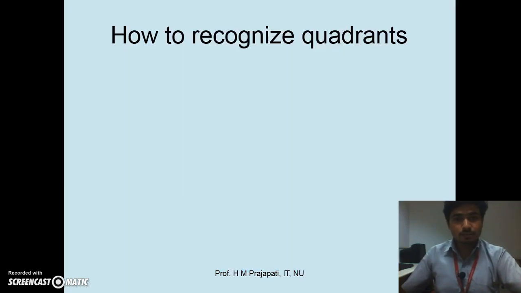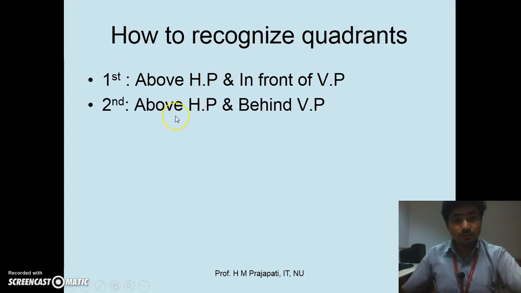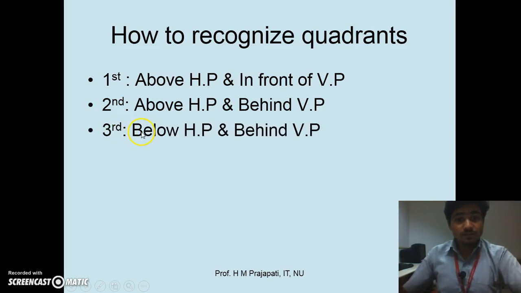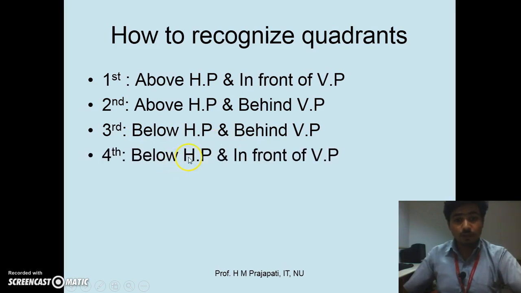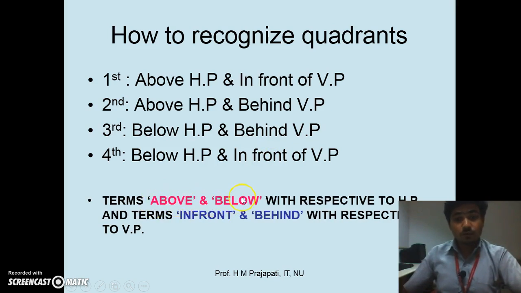Now let's discuss the next thing: how to recognize the quadrant. We have already discussed that. The first quadrant means above HP, in front of VP. Second quadrant means the object is above HP and behind VP. Third quadrant means the object is below HP and behind VP. And fourth quadrant means the object is below HP and in front of VP. This is how to recognize the quadrant in which our object exists. The terms above and below are with respect to HP, and the terms in front and behind are with respect to VP.